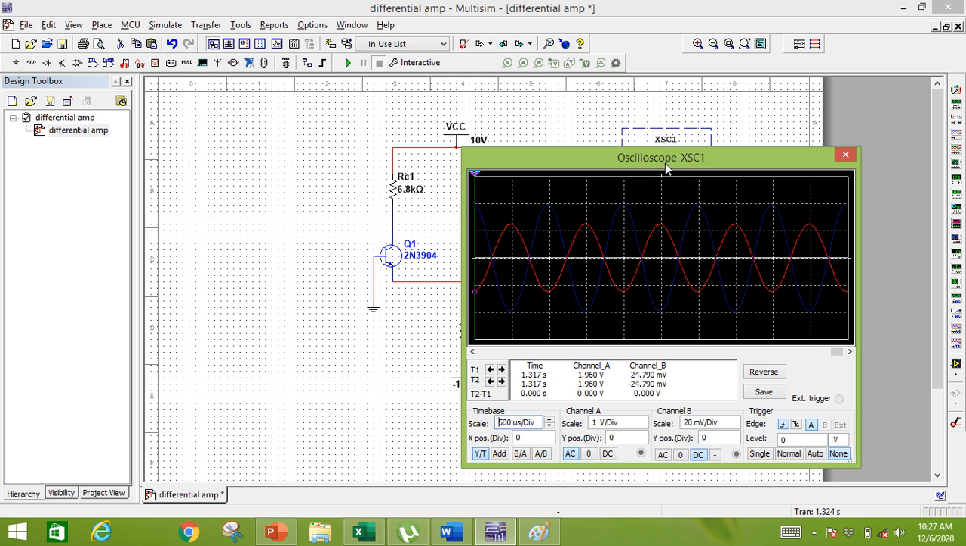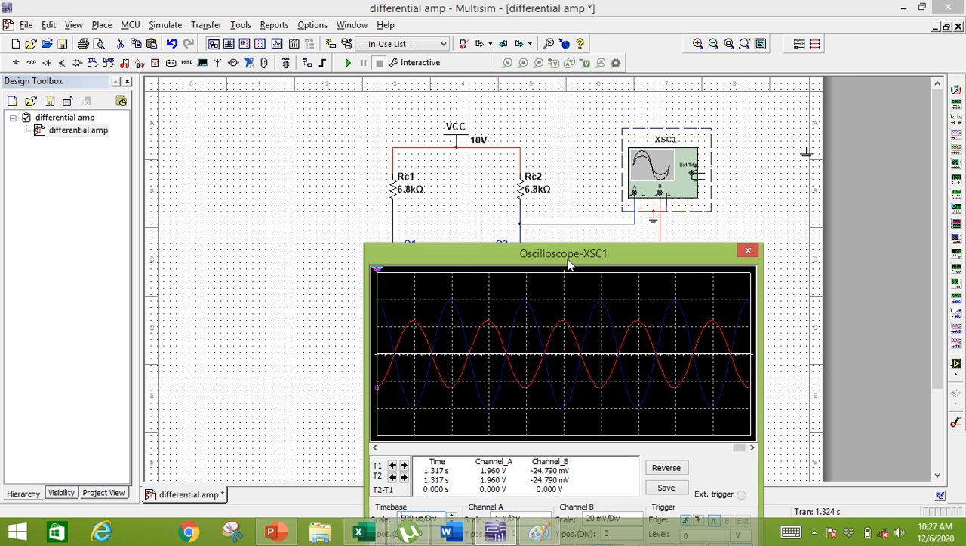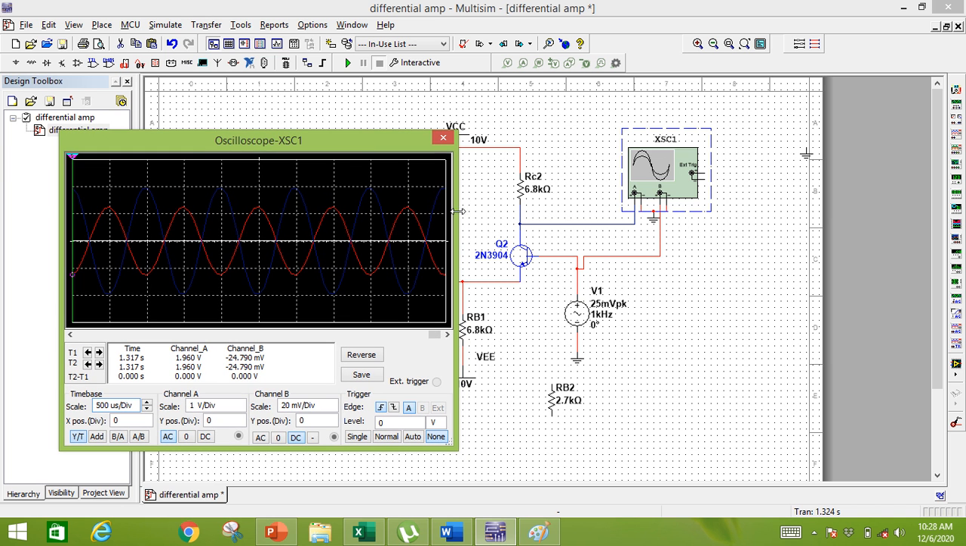Now if we look at the input and output signal, the output signal gets inverted. It means that there is 180 degree phase shift between the input and the output signal. अभी अगर हम Q2 के बेस पे सिग्नल अप्लाई करते हैं और Q1 को ग्राउंड करते हैं, so it means that signal will get inverted. So that is why we call the base of Q2 an inverting input terminal.